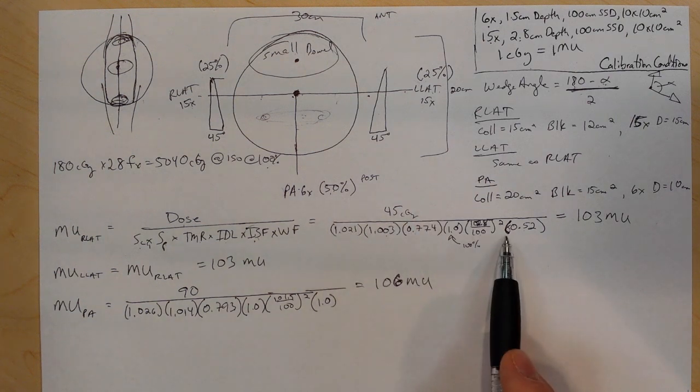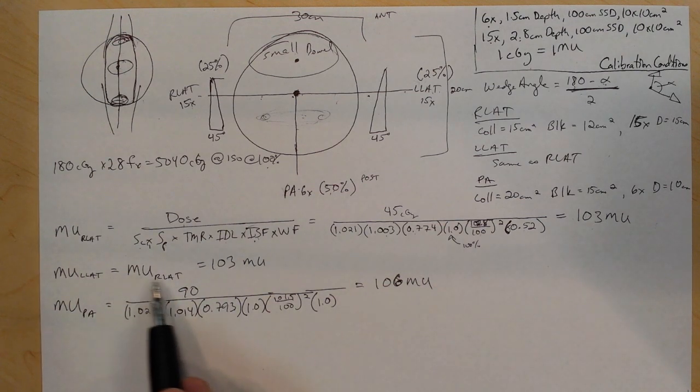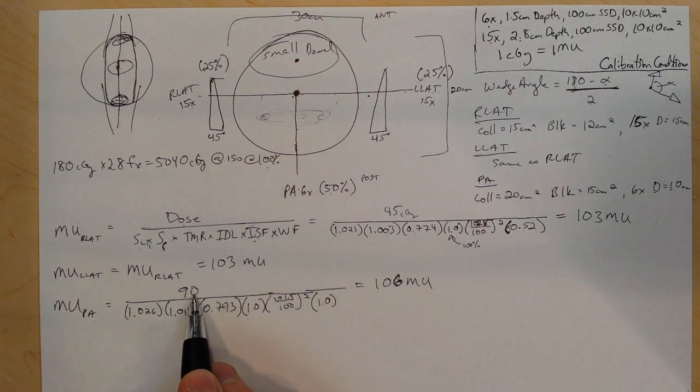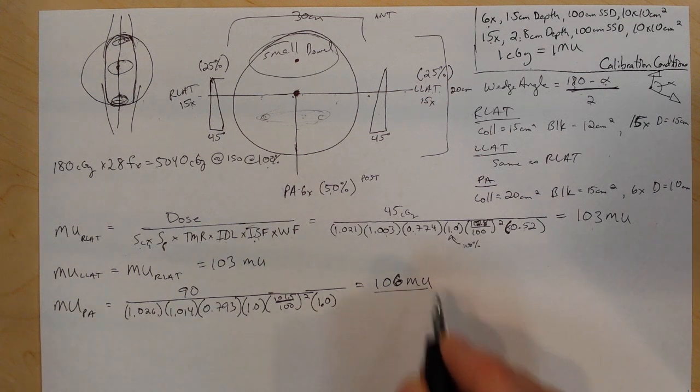Once I plug and chug all these into the calculator, I end up getting 103 monitor units from the right lateral. Since left lat and right lat are identical fields, I get 103 for the left lat. For the PA, I take 0.5, 50% of the beam weight is given, so 180 times 0.5 is 90. These are all of my beam factors. My inverse square law, again, is 101.5, my source to calibration distance, divided by 100, which is my source to point distance in the plan, squared. I don't have a wedge factor for the PA, so I just get 1.0. After I plug and chug through here, my final monitor units are 106 MU.